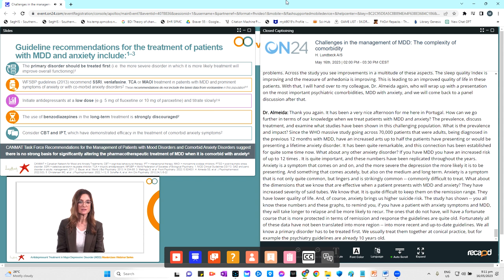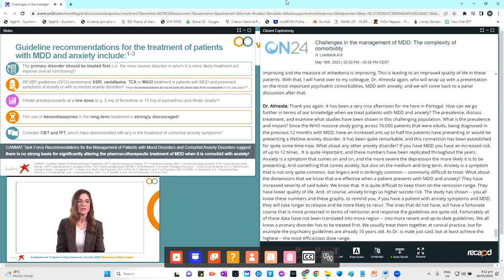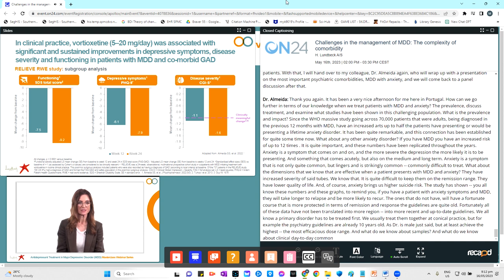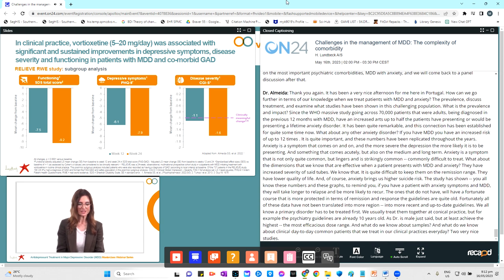Ismail just said, start low, go slow, but at least achieve the most efficacious dose range. And what do we know about samples, and about the common, day-to-day clinical patients that we treat in our practices every day? Well, two very nice studies. The RELIEF study was performed in clinical practice, with everyday patients treated with vortioxetine either in primary or secondary care across the range of the usually prescribed doses of vortioxetine.